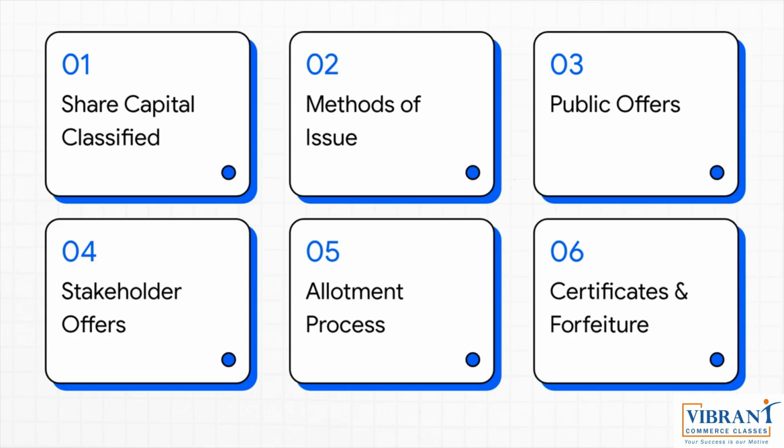So here's our game plan. We'll start with the basics, what share capital even is. Then we'll look at the different ways a company can issue shares, dig into public offers, check out what happens for existing stakeholders, walk through the official allotment process, and finally, wrap up with share certificates and the dreaded forfeiture. Let's start at the beginning.